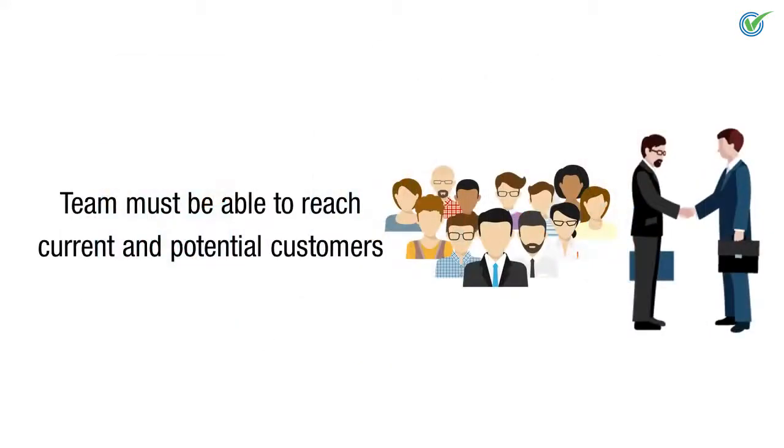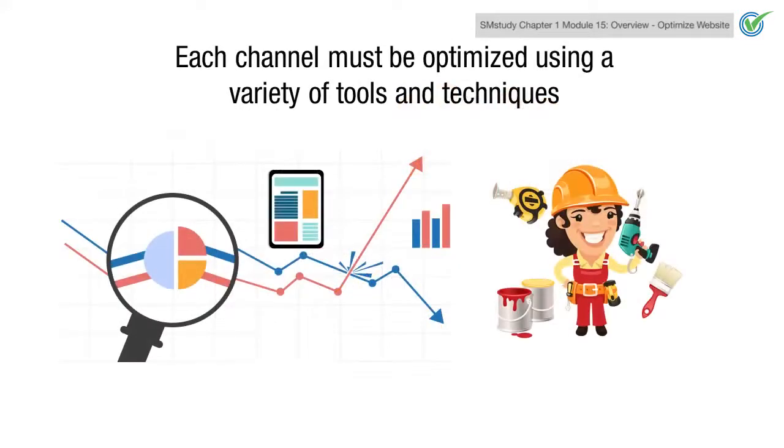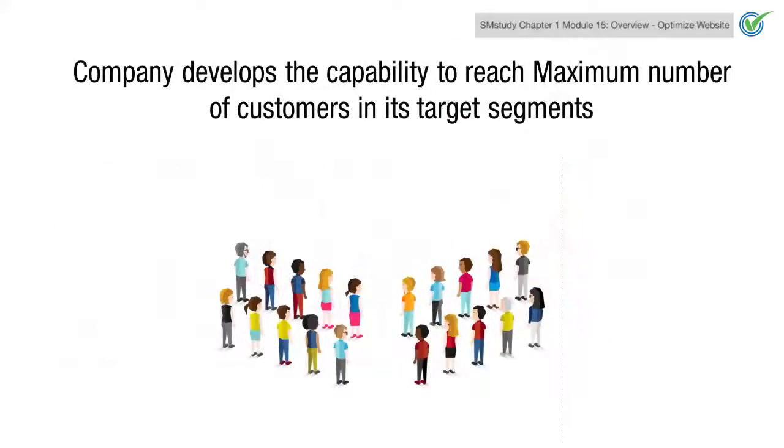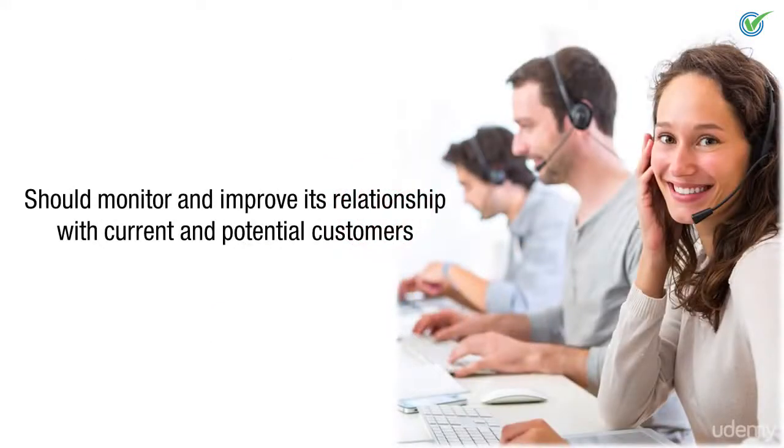The team must first make sure that it is able to reach the required number of current and potential customers through these channels. To achieve this, each channel must be optimized using a variety of tools and techniques. Once the company has developed the capability to reach out to the maximum number of customers in its target segments, it should monitor and improve its relationship with current and potential customers with whom the company has been able to connect.